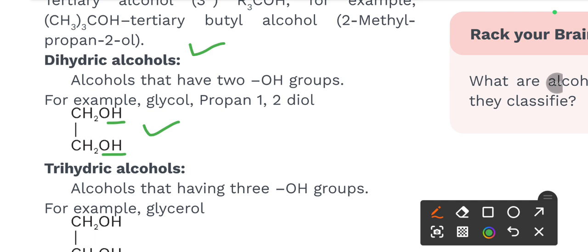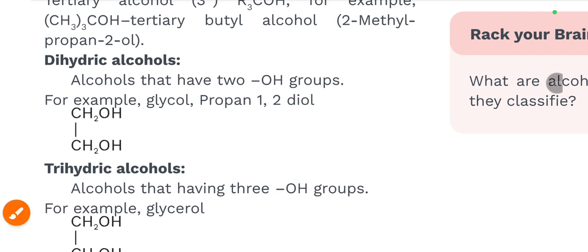Propane 1,2-diol. If I talk about propane 1,2-diol, how many carbons have to be there? 3 carbons. 1, 2 and 3. 1,2-diol means on the first position and at the second position we have OH. So this is also what kind of alcohol? This is also a dihydric alcohol.